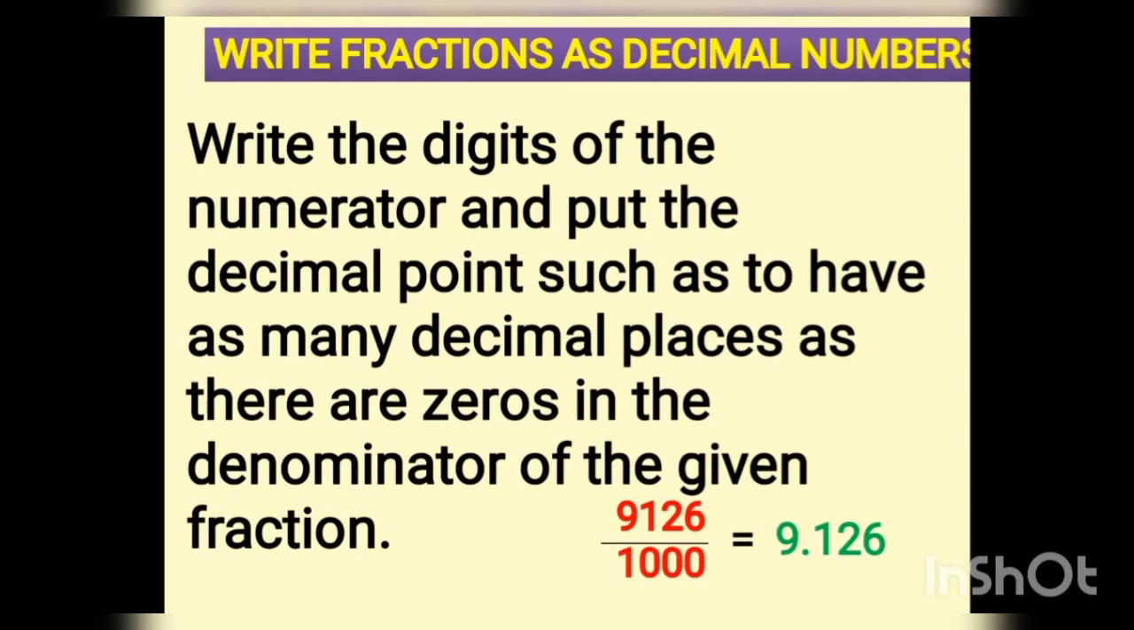Write fractions as decimal numbers. Write the digits of the numerator and put the decimal point such as to have as many decimal places as there are zeros in the denominator of the given fraction. Now see the example. 9126 by 1000 is equal to 9.126.